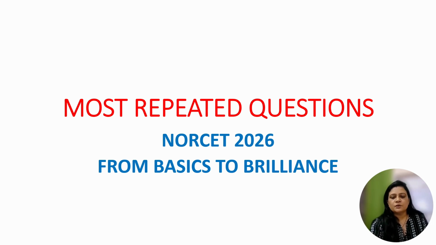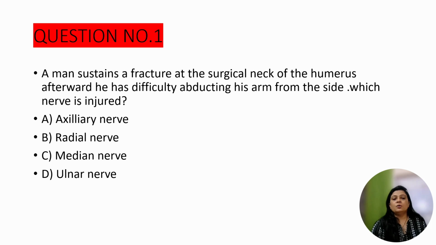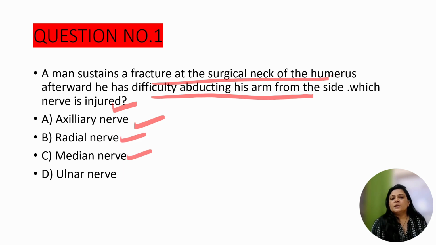The first question of the day is, question 1: a man sustained a fracture at the surgical neck of the humerus. Afterward he had difficulty in abducting his arm from the side. You have to tell which nerve is injured. Options: axillary, radial, median and ulnar.